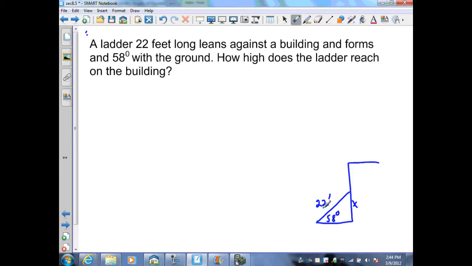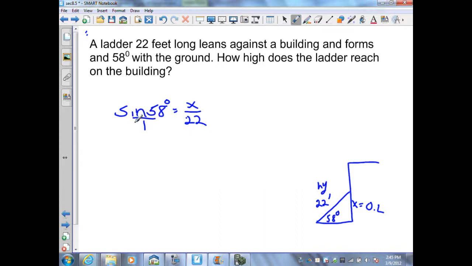If I identify the parts that I know and don't know in my figure, I have an angle, I have the hypotenuse, which is 22 feet, and I need to determine the height of the ladder off the ground on the building. That is represented by x. Using 58 degrees as my angle, I know that x is my opposite leg. Now I have to determine what trig ratio has hypotenuse and opposite leg in its ratio. That would be the sine function. So here I have the sine of 58 degrees equals opposite, which is x, over the hypotenuse, which is 22.